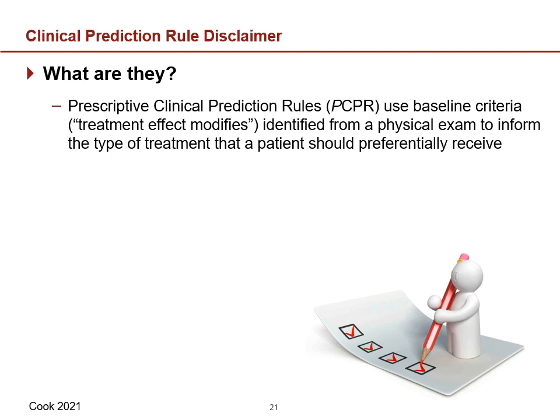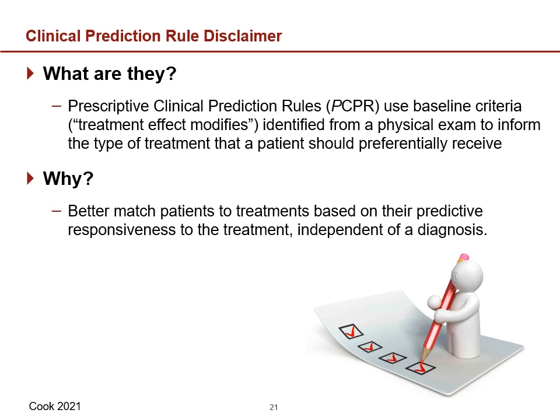They use baseline criteria, that is treatment effect modifiers, identified from a physical exam to inform the type of treatment that a patient should preferentially receive. So essentially, based upon the physical examination that is performed on a patient, certain factors will be identified, predicting whether they will be a responder to a particular intervention, in this case the intervention being spinal manipulation.